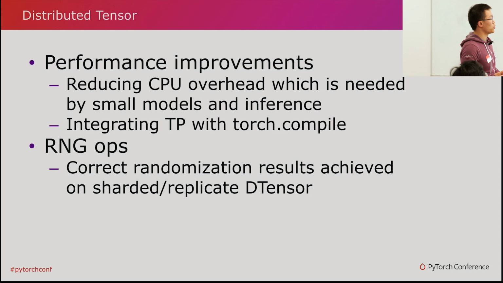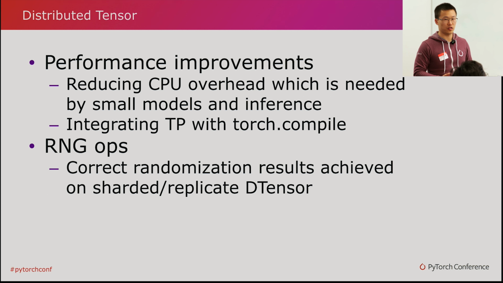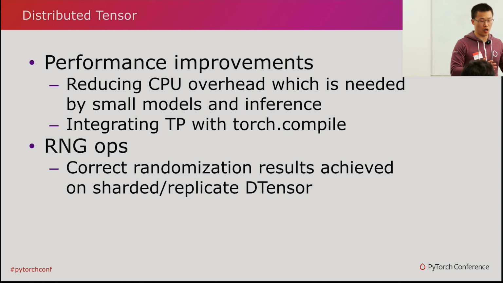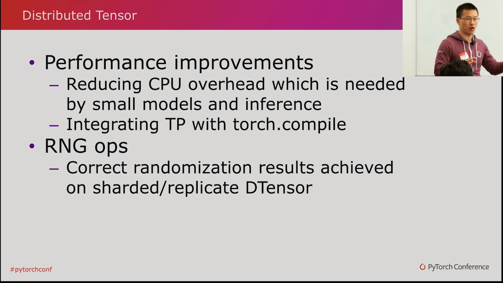And also, like I mentioned, we are integrating tensor parallel with torch compile. Torch compile can help us further do some reordering and scheduling to better overlap the computation and communication. Last but not least, we enabled random generator ops. For example, for dropout on a replicated tensor across different ranks, we want them to have the exact same result across all ranks. So just to give you an example, for any op that does random or some distribution, this op will have correct behavior on both sharded and replicated DTensor.